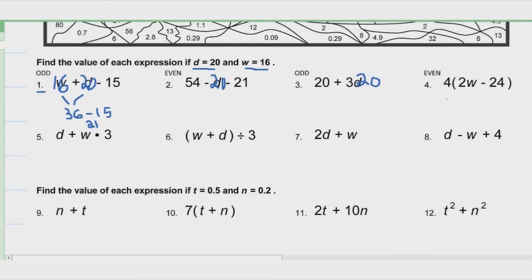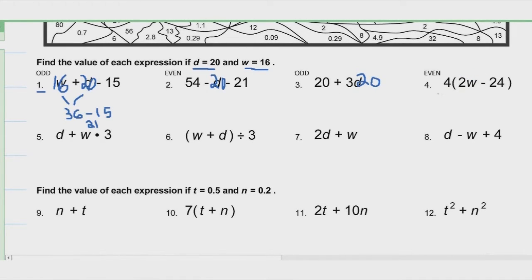So let's take a look at problem 4. We have 4 parentheses 2W minus 24 end of parentheses. And we know per the directions that W equals 16. So this right here is 16. But wait a second, does that make 216? Actually, it does not. If you've forgotten, a number next to a variable means multiplication. Also, if you have two variables next to each other, it means multiplication. So really, 2W means 2 times W.